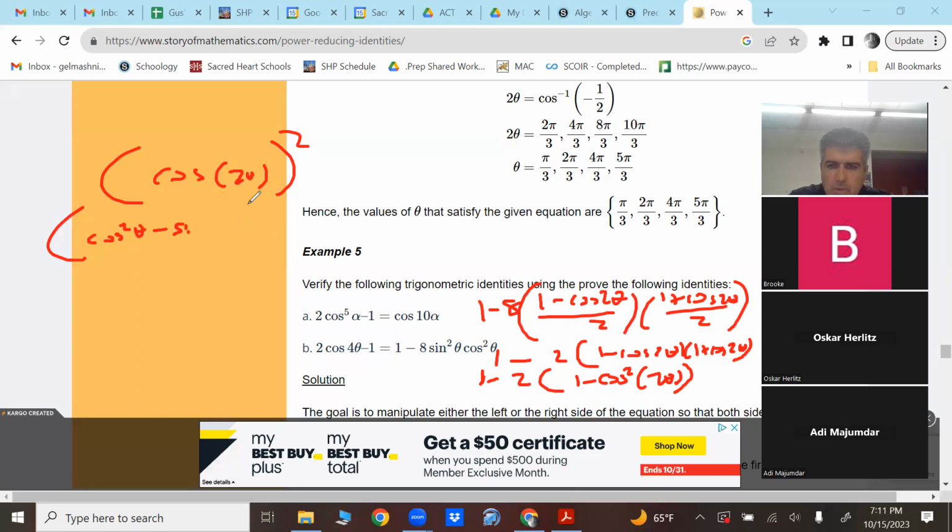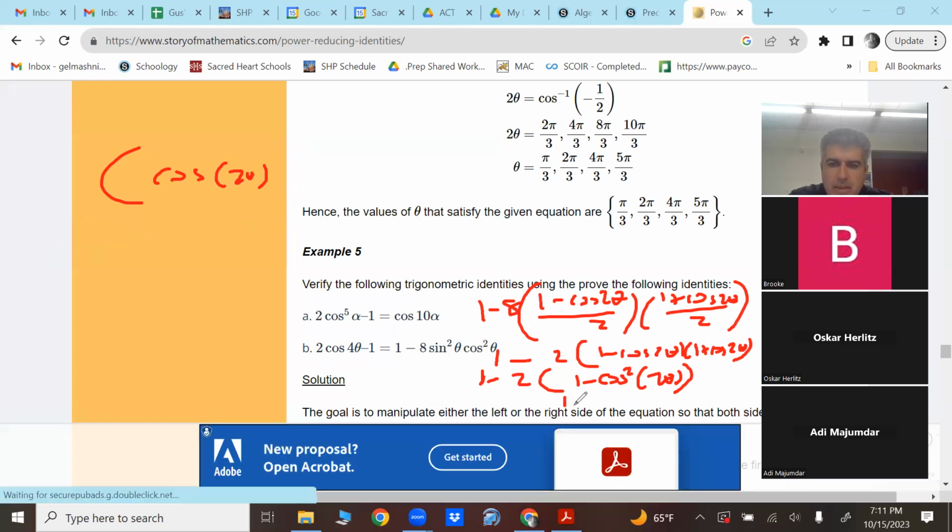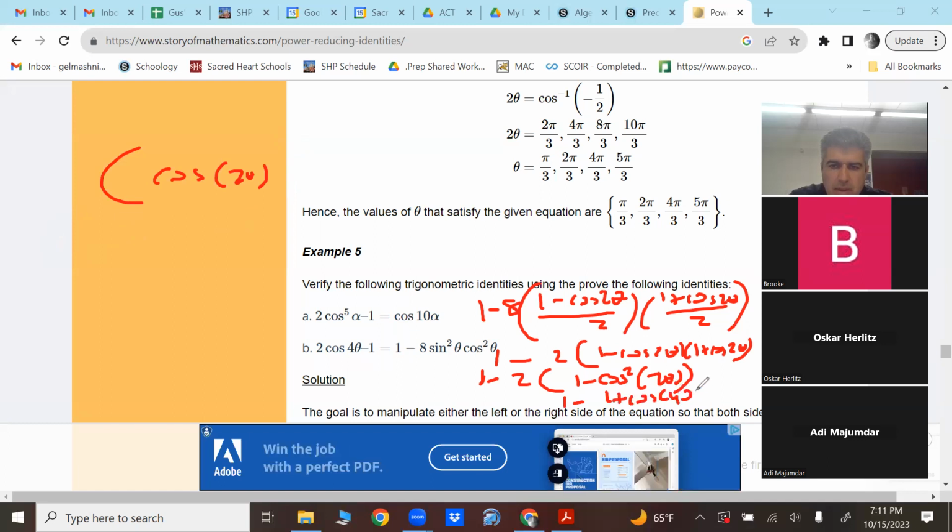Oh, you're right. That's how the 4 theta comes up. Do another power reducing. Yeah, exactly. No, you're right. Good call. I just forget. So it'll be 1 minus 1 plus cosine 4 theta over 2. Right. And then you distribute that.